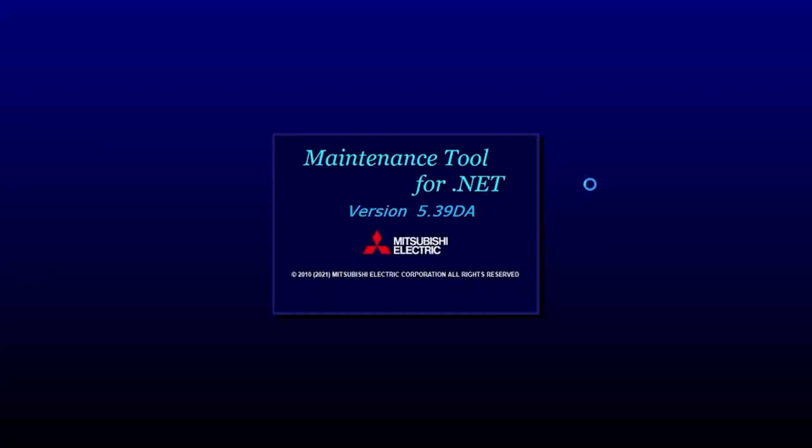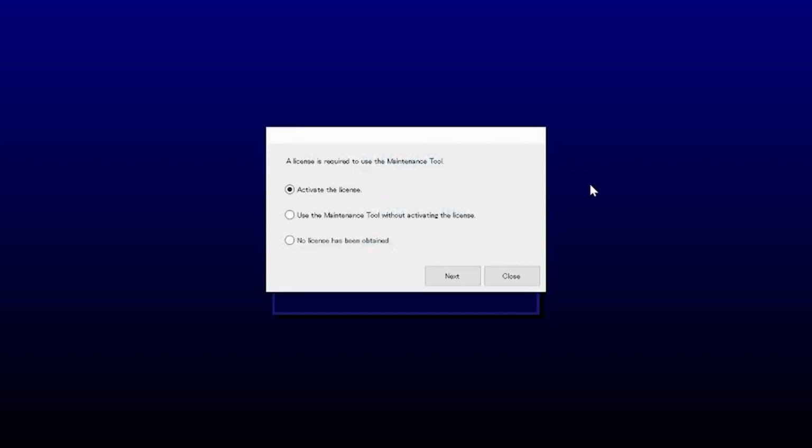So double click on the icon to open up the software. We've got options here. You can either activate the license, if you already have the license key code, or you can use the maintenance tool, which gives you a 7-day grace period before you need to put the actual license code in there. I'm going to select this one here, for example, where no license has been obtained.